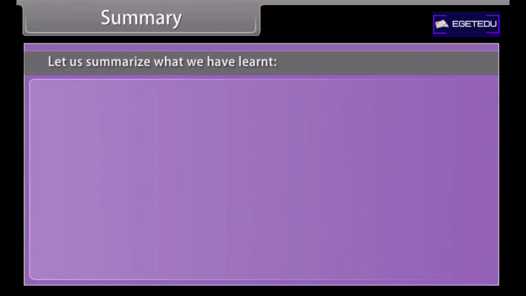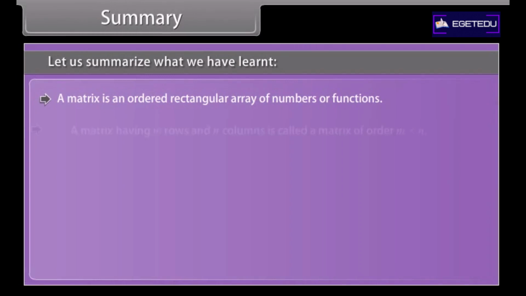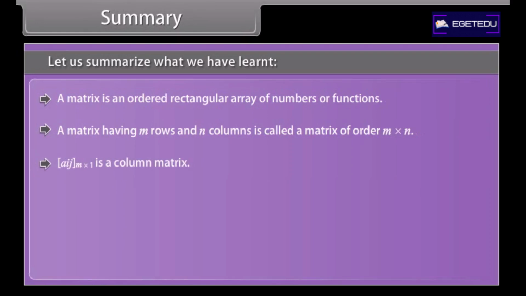Summary. Let us summarize what we have learnt. A matrix is an ordered rectangular array of numbers or functions. A matrix having m rows and n columns is called a matrix of order m by n. A = [aij] m by 1 is a column matrix. A = [aij] 1 by n is a row matrix.